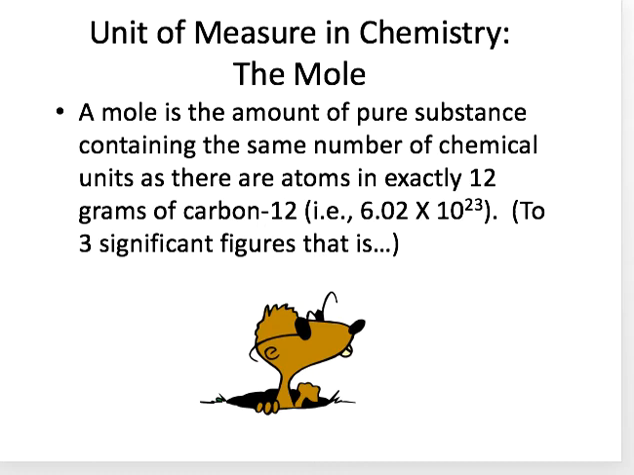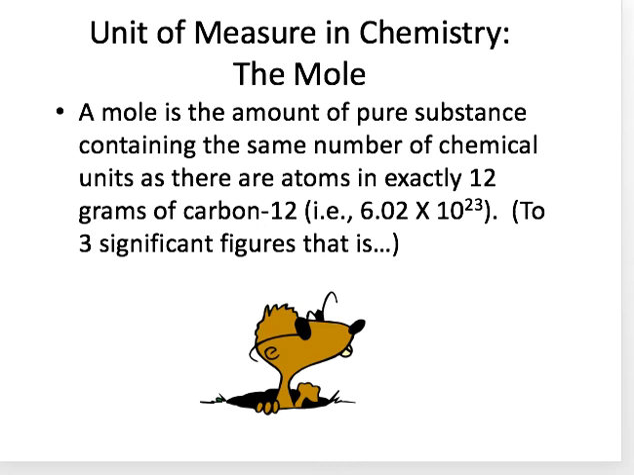And a mole is the same amount of pure substance containing the same number of chemical units as there are atoms in exactly 12 grams of carbon. And carbon is just this sort of black material like your pencil lead. So what does that look like? Well, it's not a lot, but it's actually enough so that we can see and measure it on a scale. And that number of atoms that you have in exactly 12 grams of carbon-12 is the number 6.02 times 10 to the 23rd. Just like a dozen equals 12, a mole equals 6.02 times 10 to the 23rd.